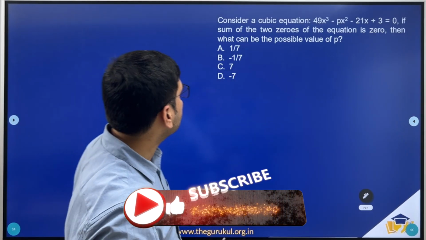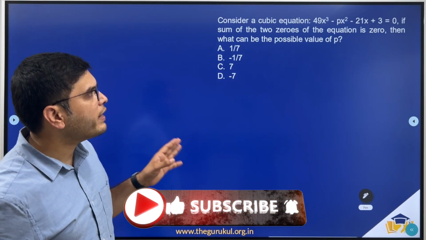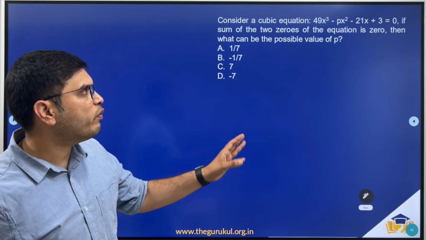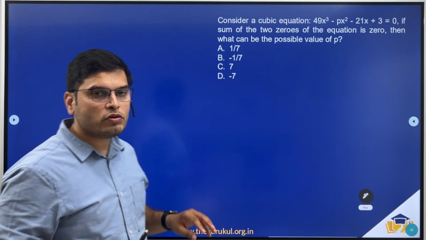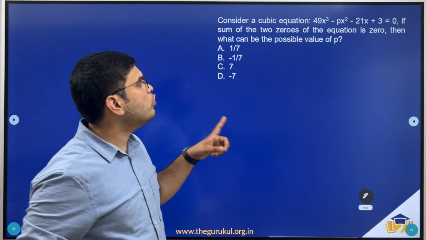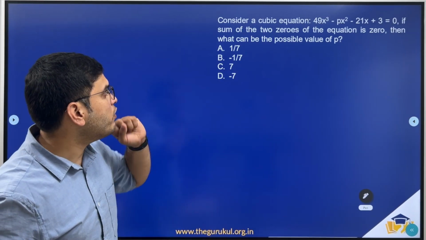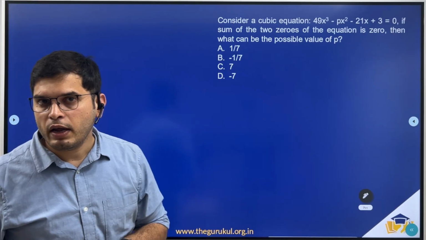Now coming to the fourth question. Consider a cubic equation 49x cube minus px square minus 21x plus 3 is equal to 0. If the sum of two zeros, nothing but solutions, two solutions of the equation is 0, then what can be the possible value of p, right?